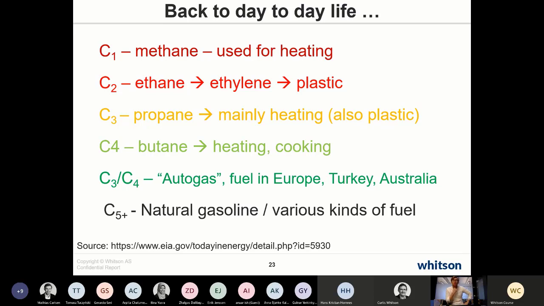The ones that Bill talked about, many of them, but some are used for heating, like methane. Some is more used for plastic purposes. Propane and butane is typically used for heating. In some cases also plastic for propane, and actually C3 to C4, which I didn't know was actually in some parts of Europe used as a fuel, like autogas in Turkey and also parts of Australia, for those of you who have been there on vacation or lived there in the past.